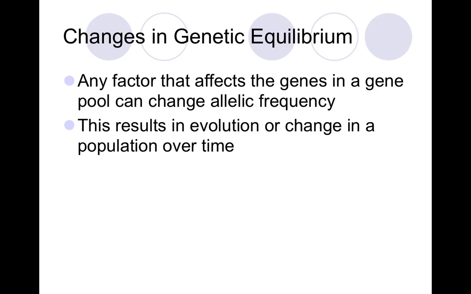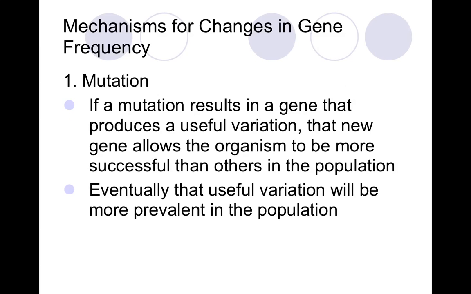So what happens when we have changes in genetic equilibrium? First of all, any factor that affects the genes can change the frequency. This results in evolution, or change in population over time. So any factor that's going to affect that gene within that gene pool can change the frequency that we talked about. So that can affect the genetic equilibrium. It can make it not be equal anymore.